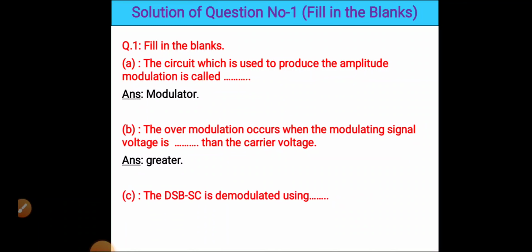DSBSC, double sideband suppressed carrier, is demodulated using a low pass filter. If you see the circuit diagram, the double sideband signal is multiplied with the locally generated carrier signal. After that we pass it through the low pass filter, and we get the message signal that was sent. That means after the DSB signal passes through the low pass filter, demodulation takes place.